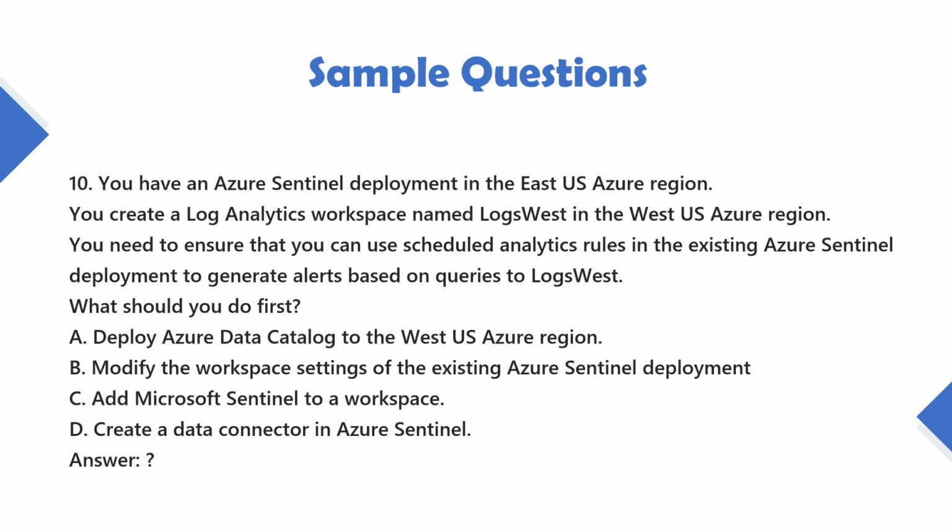10. You have an Azure Sentinel deployment in the East US Azure region. You create a Log Analytics workspace named Logs West in the West US Azure region. You need to ensure that you can use scheduled analytics rules in the existing Azure Sentinel deployment to generate alerts based on queries to Logs West. What should you do first? A. Deploy Azure Data Catalog to the West US Azure region. B. Modify the workspace settings of the existing Azure Sentinel deployment. C. Add Microsoft Sentinel to a workspace. D. Create a data connector in Azure Sentinel.